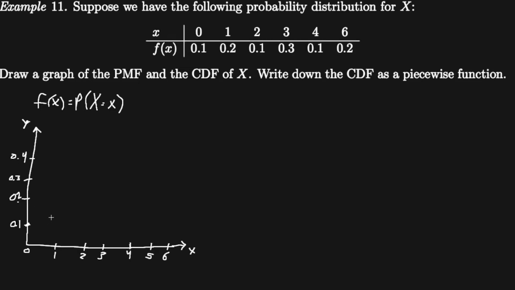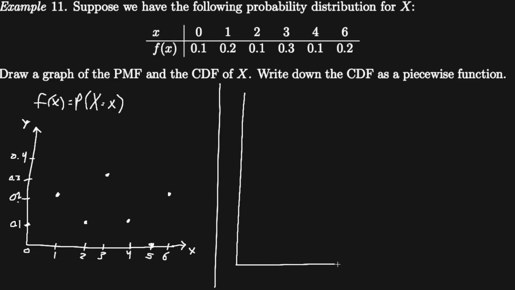And then we start graphing it. So at 0 it would be 0.1, at 1 it would be 0.2, at 2 it would be 0.1, at 3 it would be 0.3, at 4 it would be 0.1, and at 5 it would be 0, and then 6 would be 0.2.